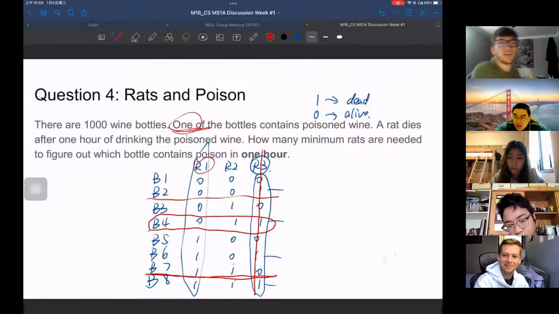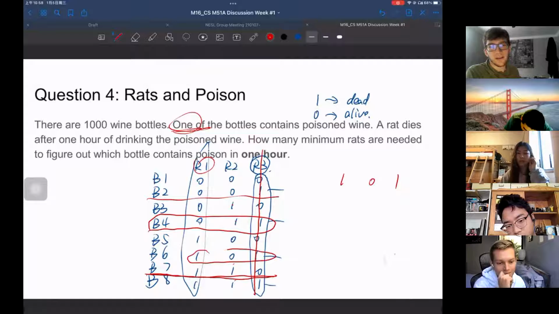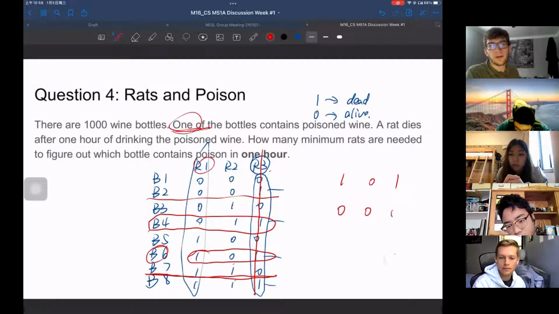What do you mean, only one of the cases will happen? We have 3 rats, and they can be only alive or dead. So after one hour, they will give me a result that is, for example, 101. Then I know this scenario happens, and I know B6 is poisoned. If they are all alive, then this is 0, 0, 0, which means this case happened. Then B1 is the case.